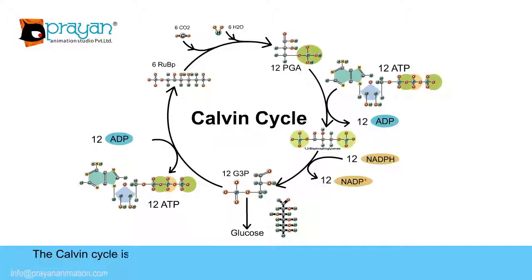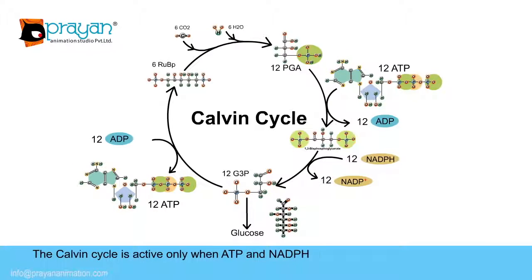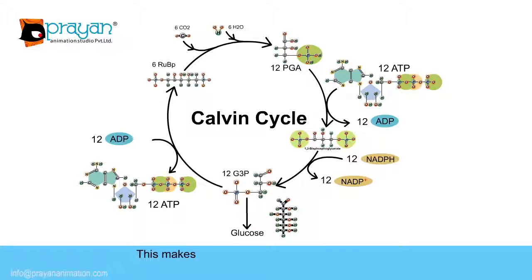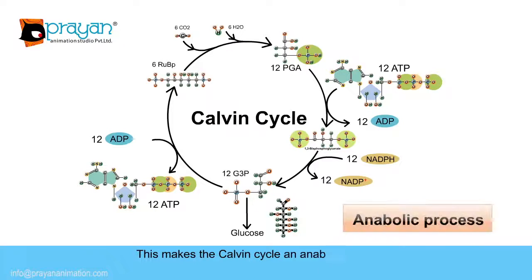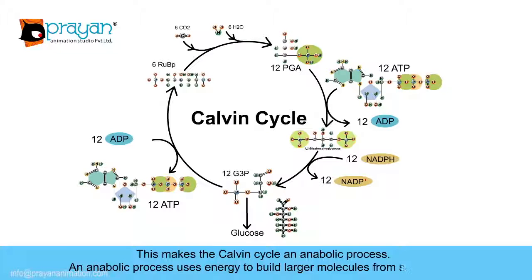The Calvin cycle is active only when ATP and NADPH are being produced. The purpose of the Calvin cycle is to use light energy to build carbohydrate molecules from CO2 molecules. This makes the Calvin cycle an anabolic process. An anabolic process uses energy to build larger molecules from single units.